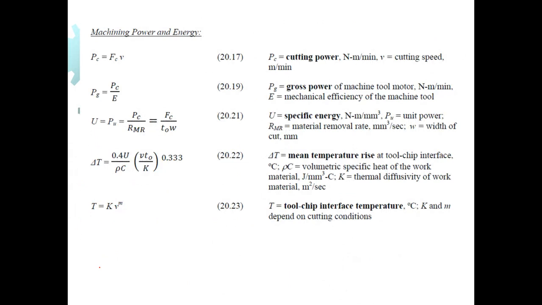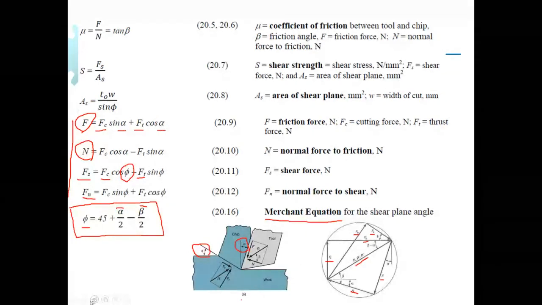And the next group of equations are the ones used to estimate the power of cutting, the gross power for cutting, specific energy for cutting, mean temperature rise, and also the tool chip interface temperature T, which is a function of cutting speed. So this group of equations is useful when we want to compute the power needed for performing the cutting operation, and also the temperature generated as a result of friction between the cutting tool and the workpiece.